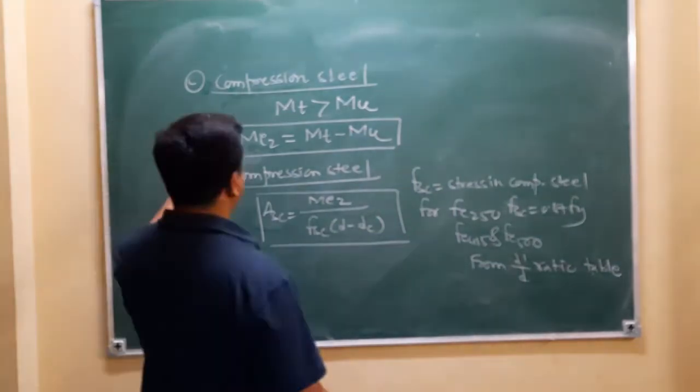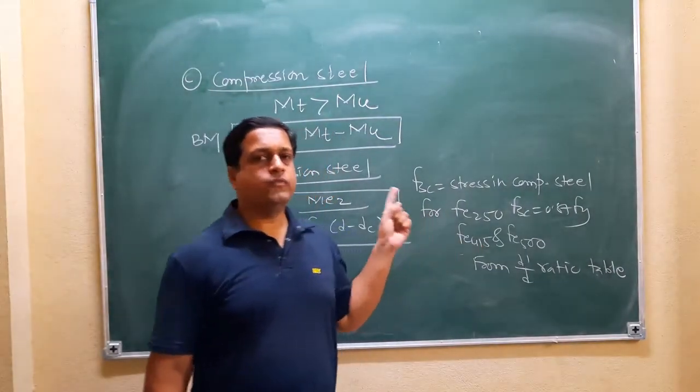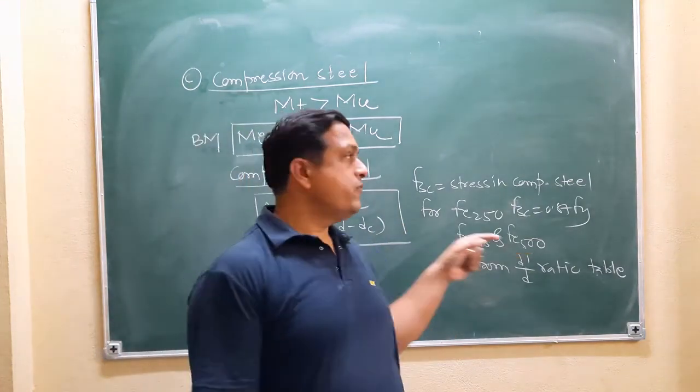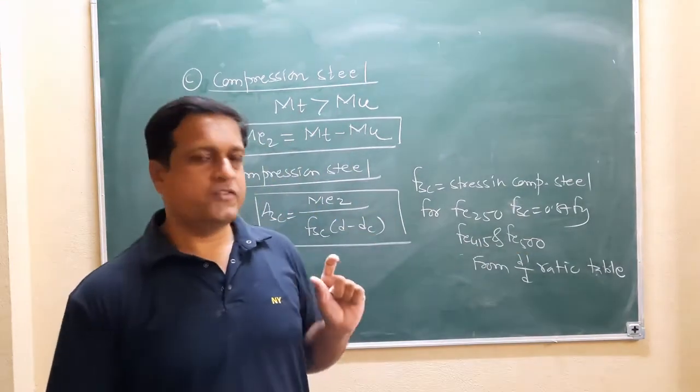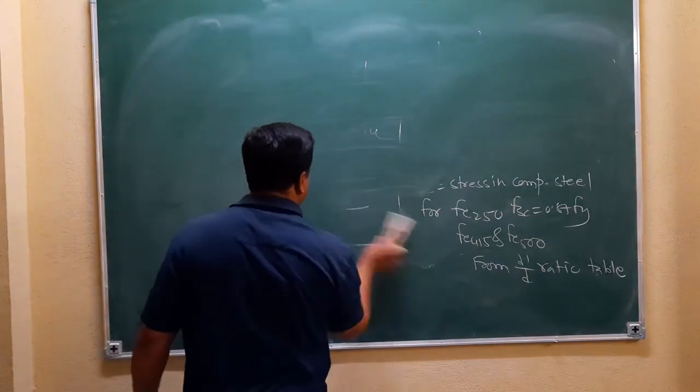Okay, so this is related to the longitudinal reinforcement. For ME1, you have to find out the bottom tension steel. For ME2, you have to find out the compression steel. Okay, now on step number 5.